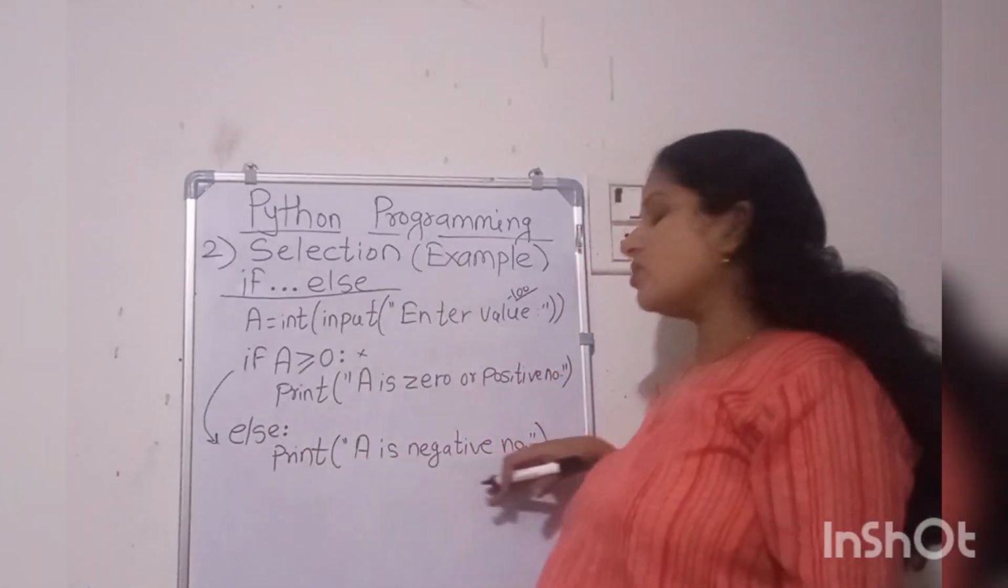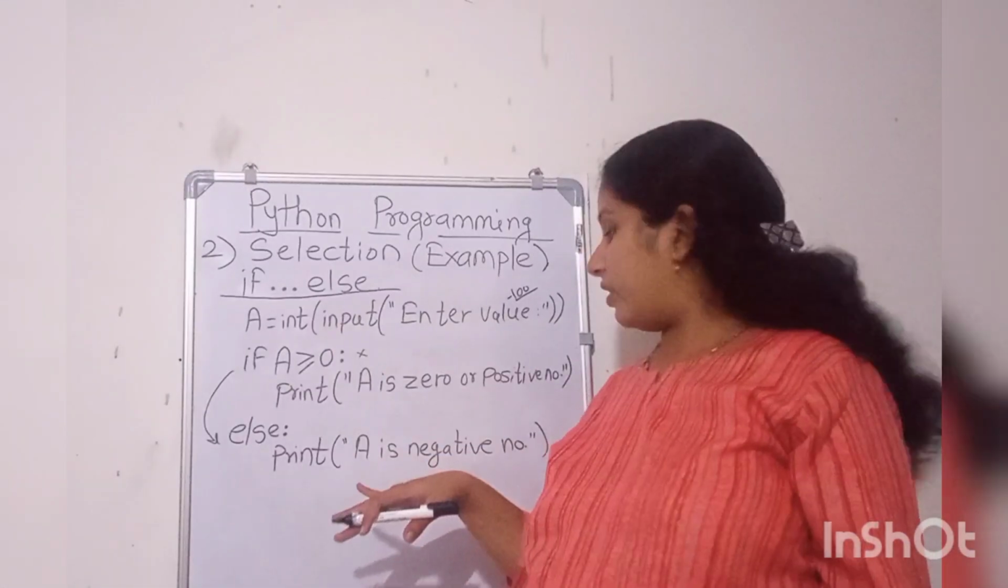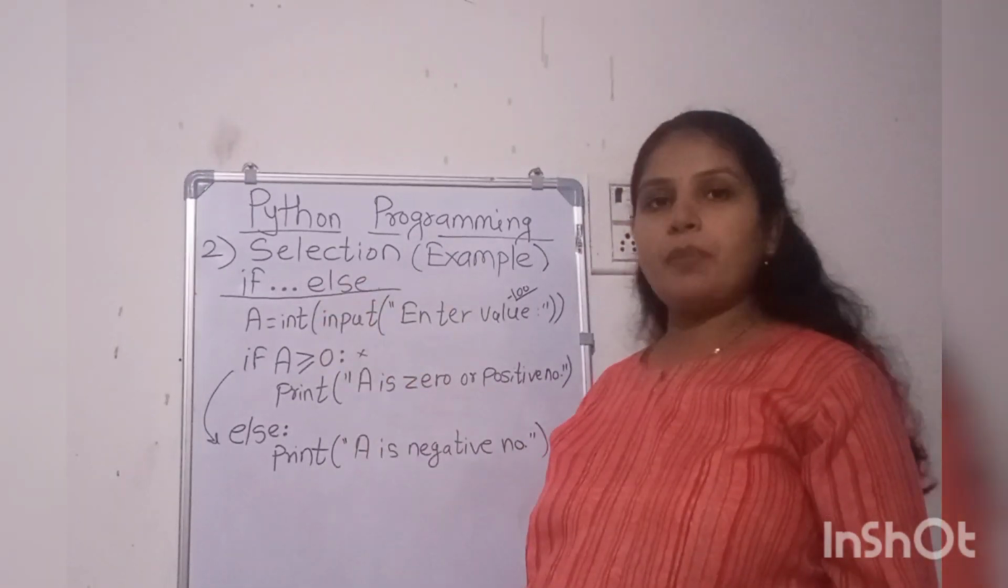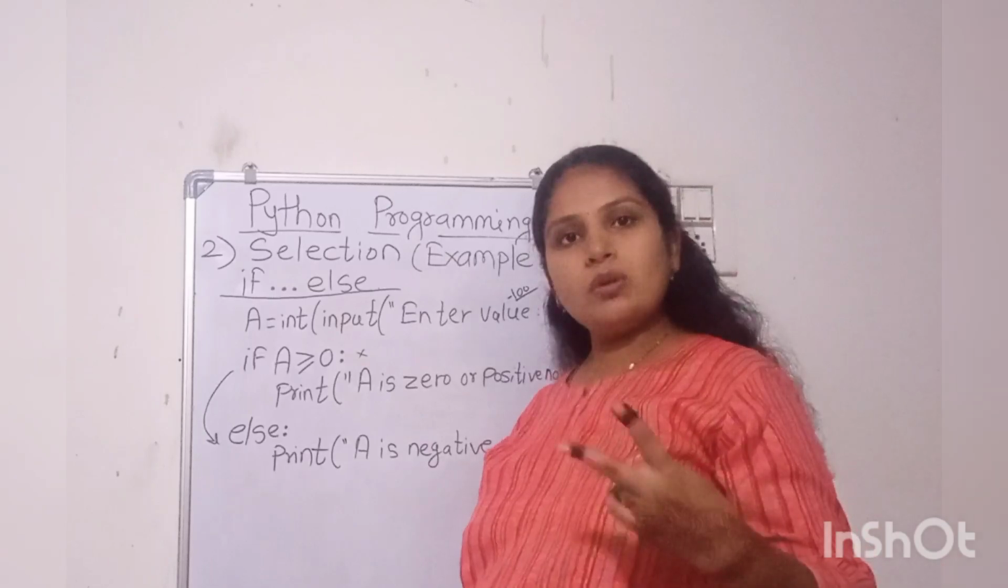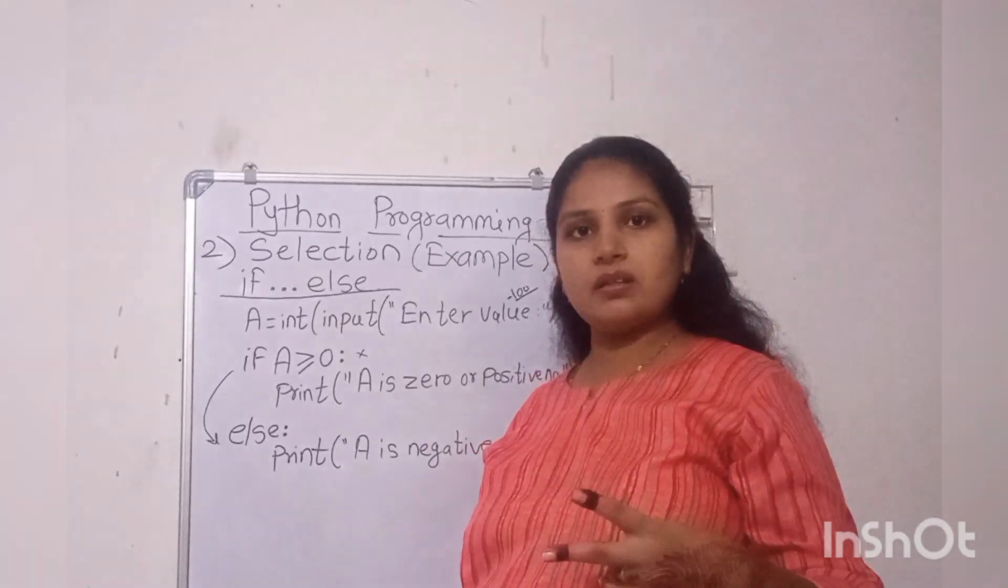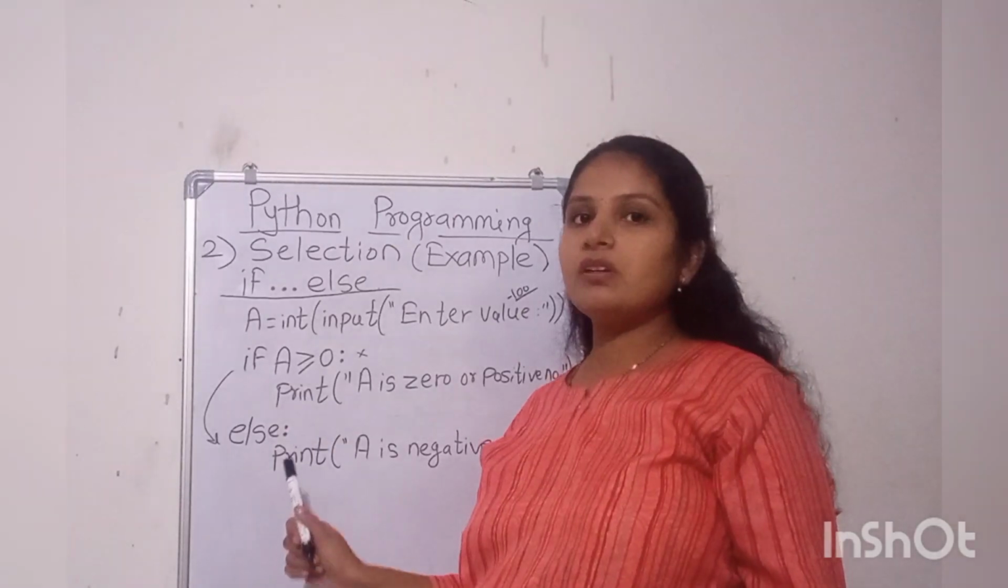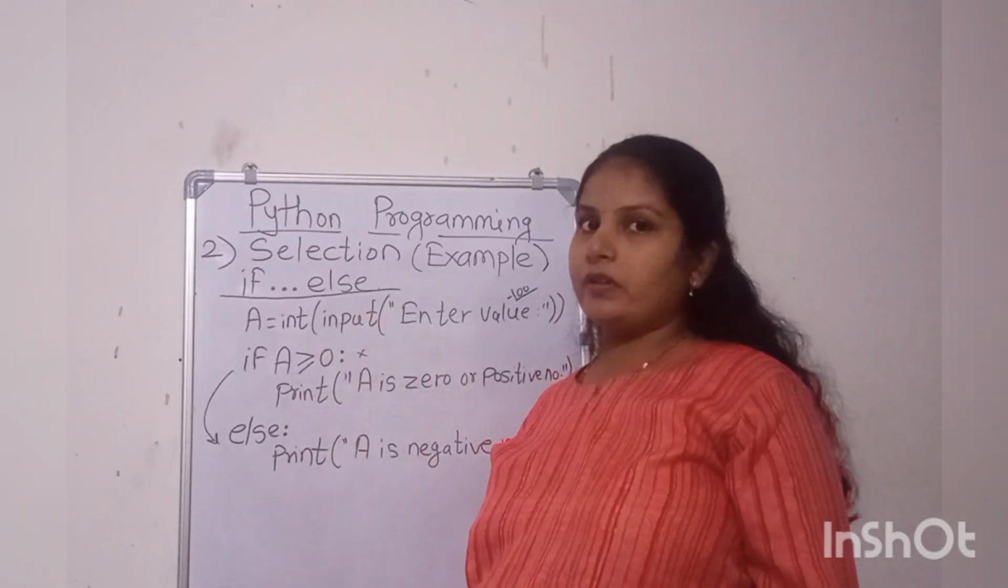So I will just print that a is a negative number directly. This is the if else part, when you have two selections to make based on certain conditions, and then you select one of the statements and move ahead.